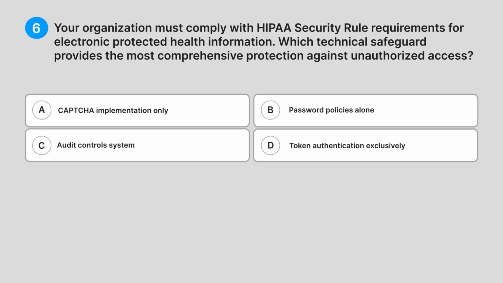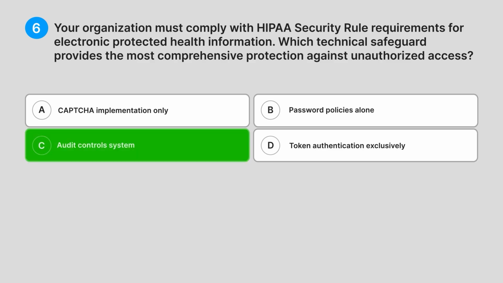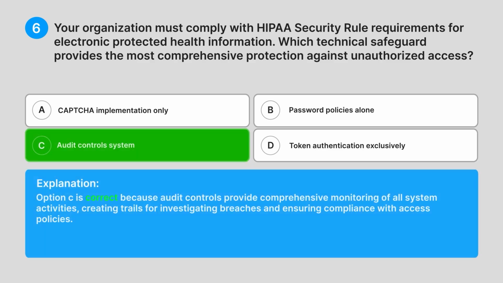Correct answer, C. Audit control system. Explanation. Option C is correct because audit controls provide comprehensive monitoring of all system activities, creating trails for investigating breaches and ensuring compliance with access policies.